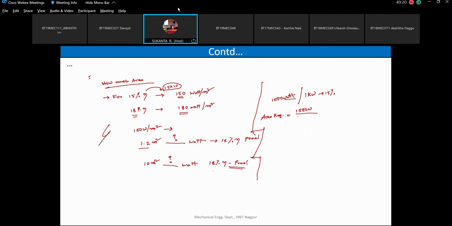So how much you require is 1000 watt. And just 15% and then with 10. Calculate it. How much is it coming? 100 by 15, 6.66. So you have to use 6.66 meter square area to generate 1 kilowatt power with a 15% efficiency panel.